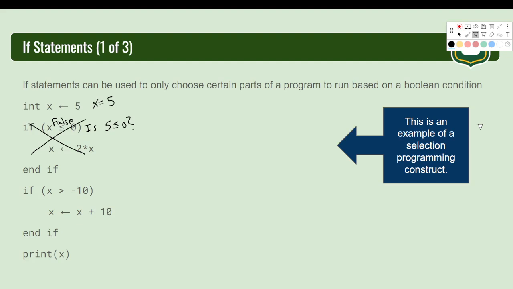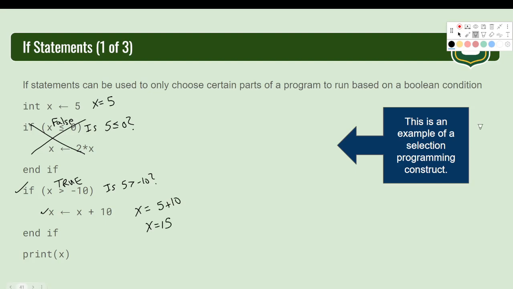And then down here we have another if statement. If 5, okay, so is 5 greater than negative 10? Well, this time we had a true statement, so we are going to continue and do this next part. So this part does get executed. x is set equal to the old value of x plus 10. So x is going to equal 15.